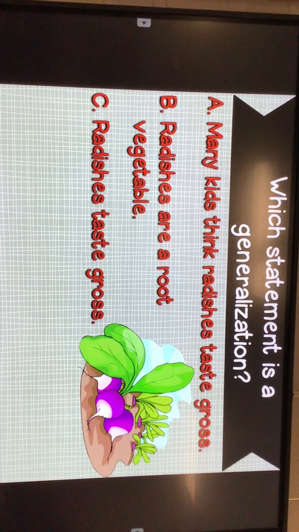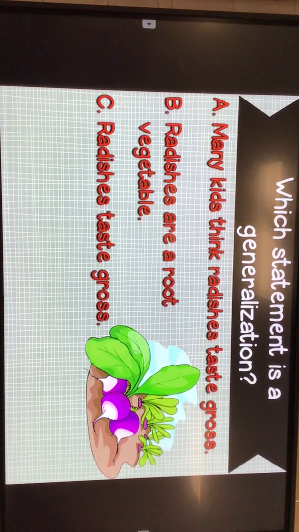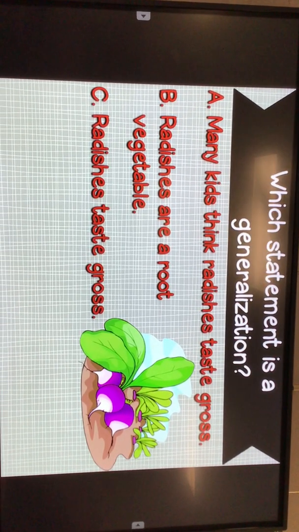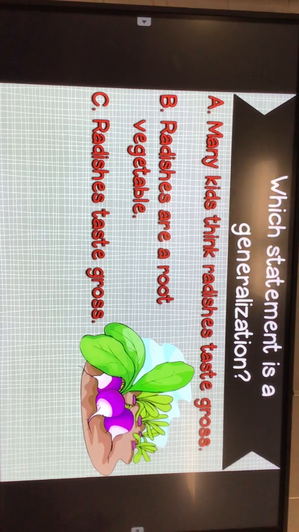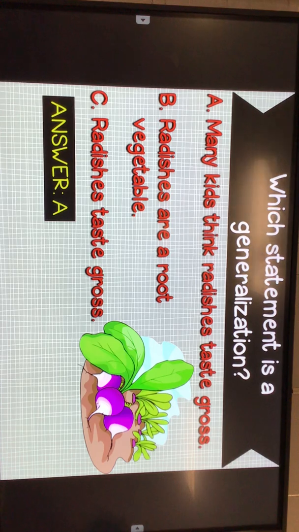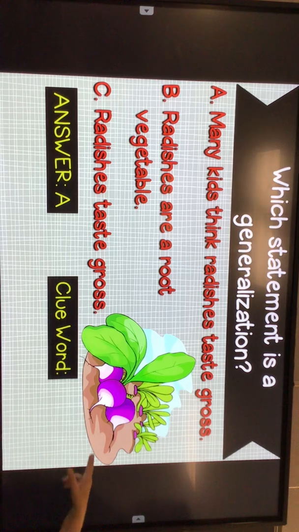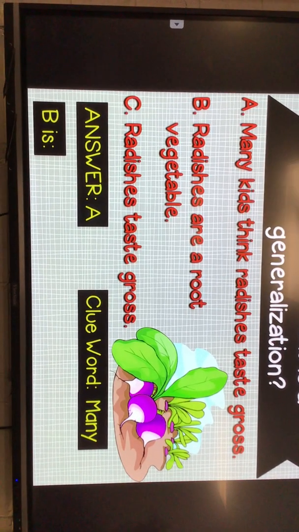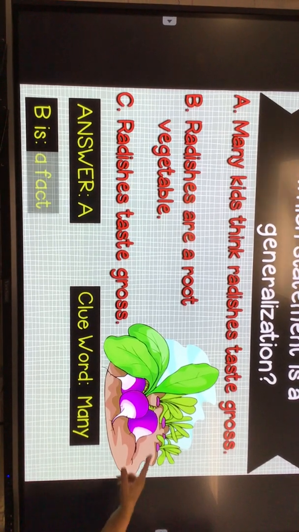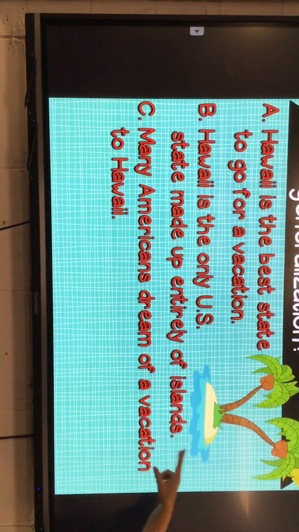Which is a generalization? Many kids think radishes taste gross, radishes are a root vegetable, or radishes taste gross. Which is the generalization? Okay, seeing mostly right answers. Our generalization is A. Now why? How do we know that? What is our clue word? Many. Okay, B. Radishes are a root vegetable. Fact or opinion? Ready? Fact. And that leaves radishes taste gross as an opinion. Good job. Y'all are doing great.